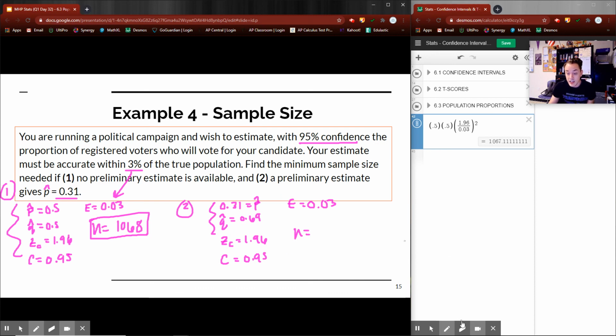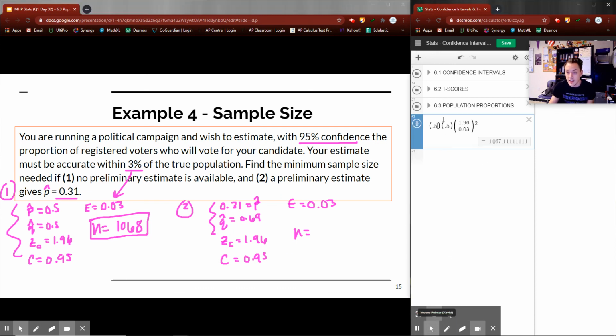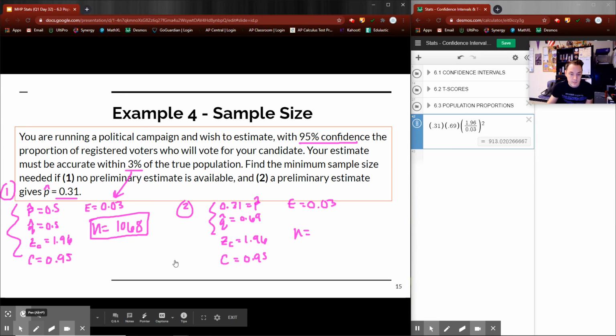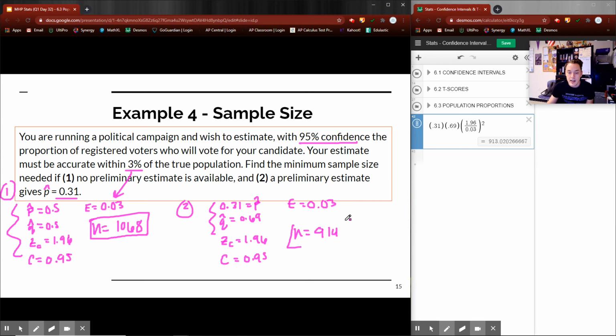And then everything else is going to stay the same. Only these things are changing. So my p hat 0.31. Sorry, geez, the p hat's been a long night. And then my q hat 0.69. Okay, and so it's going to change to that, which means I still need to round up because I need to account for all that is given. So since I need to account for all that is given, I need to round up. So this is 914, okay? 914 registered voters is needed as a sample.